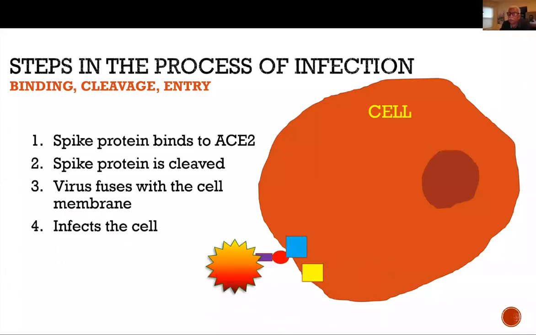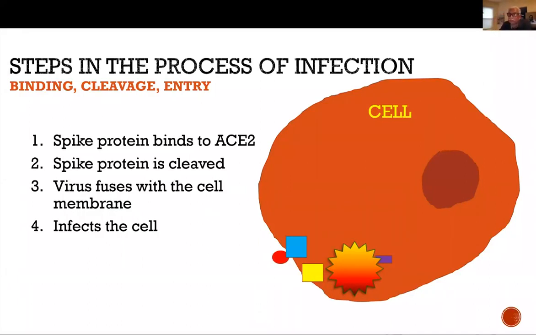The virus has to bind to ACE2 receptor. S1, S2 have to be cleaved. If this cleavage doesn't occur, the virus cannot enter. And then it enters. So it's a very complicated procedure to enter the cell. It is not a simple entry.